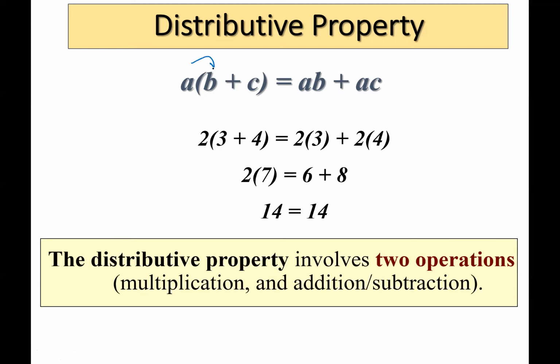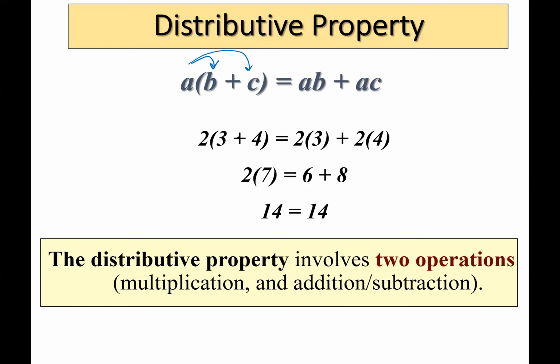I like to illustrate this property using arrows. I'm taking the A on the outside of the parentheses and drawing an arrow touching the B. Then I'm going to draw another arrow from A to C. This shows that I'm going to be multiplying each number or variable inside the parentheses by what's outside the parentheses. So again, A parentheses B plus C is equal to AB plus AC. You can see how this one combines multiplication with addition in this example. It can also work with subtraction.